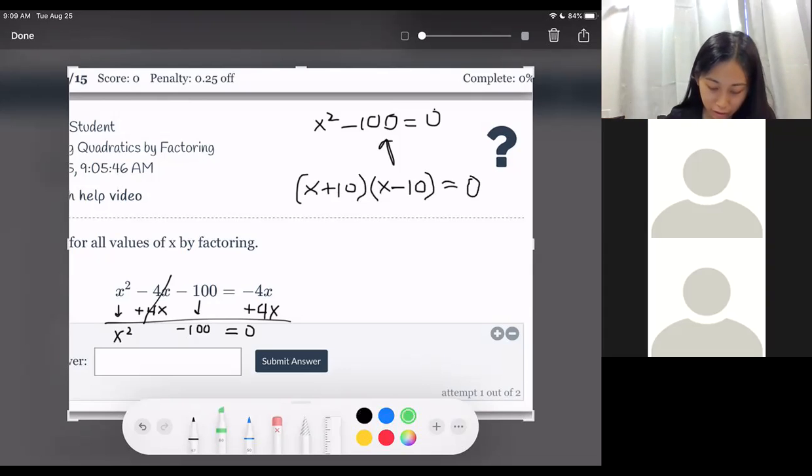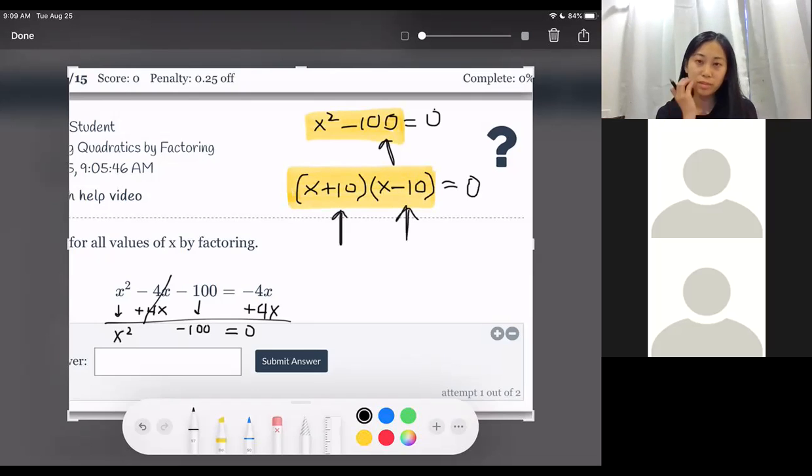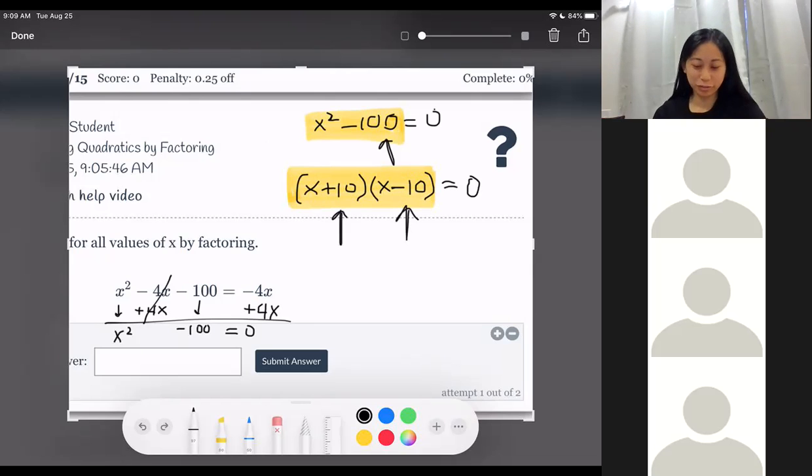Okay, so this entire piece changed to this. And notice that I wrote one of them as a plus 10 and one of them as a minus 10. So if you were to take this x plus 10 and the x minus 10 and FOIL it out, it would end up being x squared minus 100. Okay? Does this look familiar? Yes? Okay, cool. Good, good.